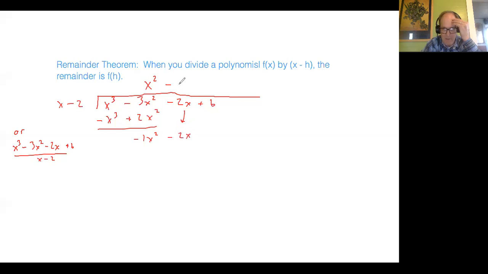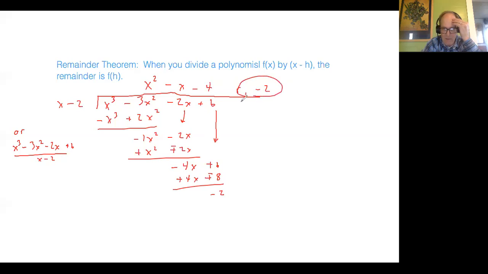So I'll have to match this. So I'll put negative x. So I get negative x squared plus 2x. That changes to positive. That changes to negative. So those are gone. And I get negative 4x. Bring down the 6 plus 6. So minus 4, negative 4x plus 8. Subtract that, changes that to positive, changes that to negative, and I get negative 2. So my remainder is negative 2.